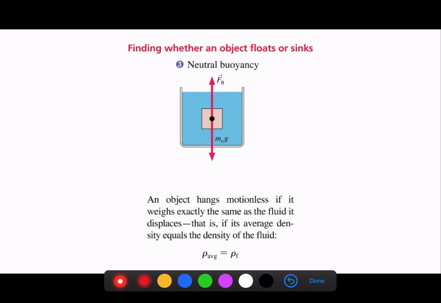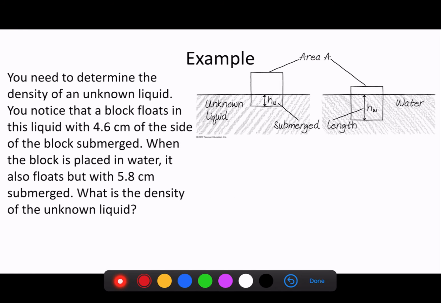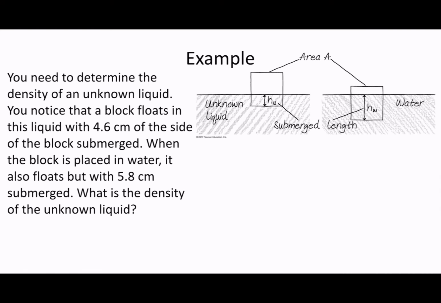Let's take a look at an example of this. In our example, we want to determine the density of an unknown liquid. We notice that the block floats in this liquid with 4.6 centimeters of the side of the block submerged. When the block is placed in water, it also floats, but this time with 5.8 centimeters submerged. What is the density of the unknown liquid? So first, we need to figure out the volume that is submerged when the block is in the unknown liquid and when it's in the water.